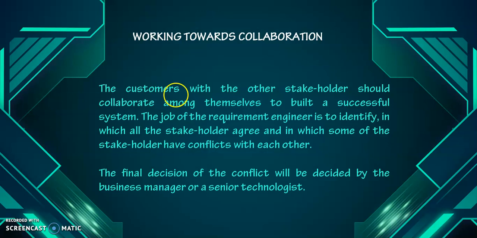The next step is working towards collaboration. We have gathered the multiple viewpoints from the stakeholders. The customers with other stakeholders should collaborate among themselves to build a successful system. The job of the requirement engineer is to identify the points on which all the stakeholders agree and those on which some of the stakeholders have conflicts with each other. The final decision on the conflict will be made by the business manager or a senior technologist.